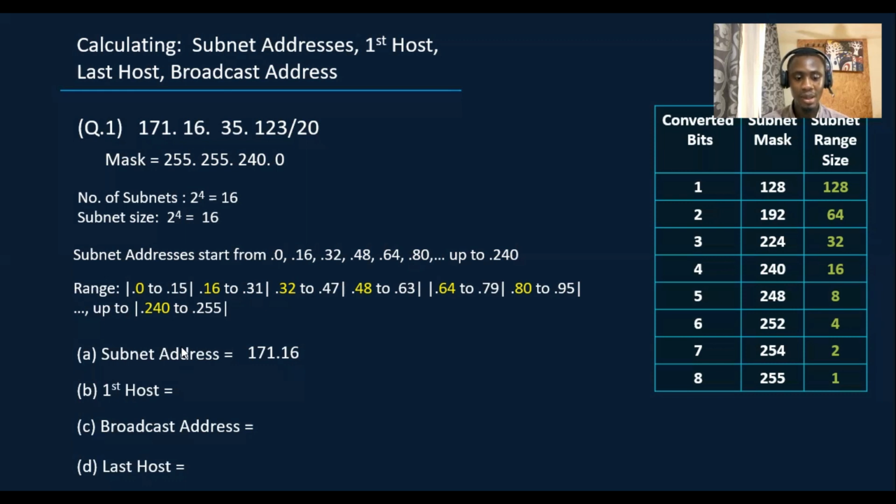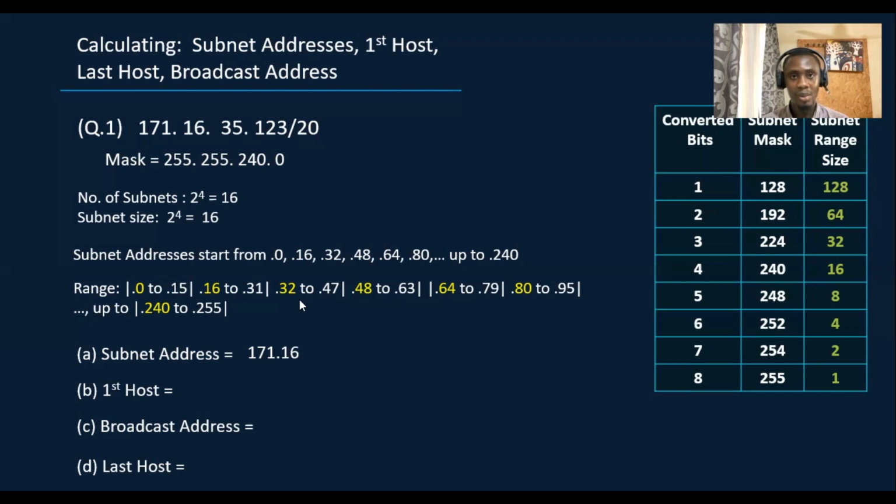We've even gone ahead to identify the subnet addresses and its range. So now, in calculating this third octet, we look at .35 on the IP address, and we have to determine in which part of these subnet addresses and this range does .35 fall. So if you go to your range, which you've computed, you realize that .35 will fall in this range between .32 and .47.